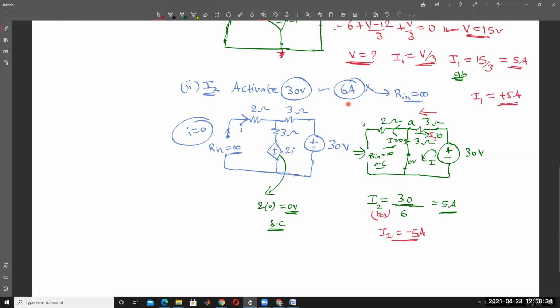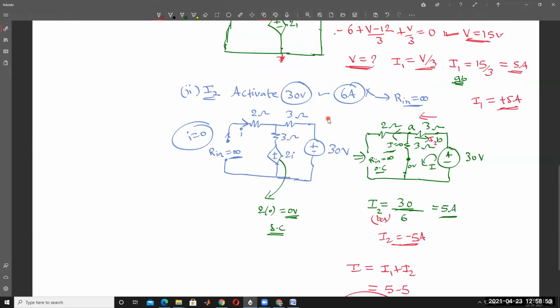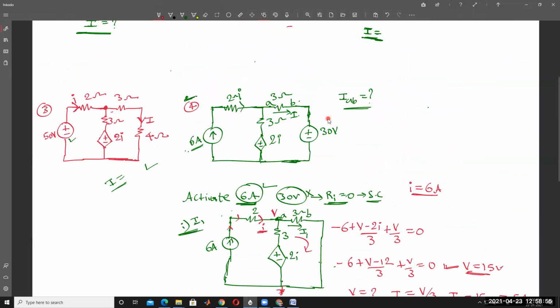And then the resultant current. What is the resultant current? I is equal to I1 plus I2, that is equal to 5 minus 5, which is 0 amps. I is equal to 0. That means the current flowing here is 0 amps. So I_AB is equal to 0 amps by using the superposition theorem.